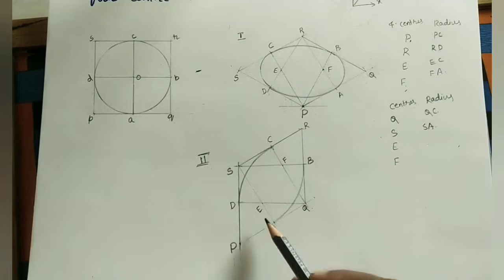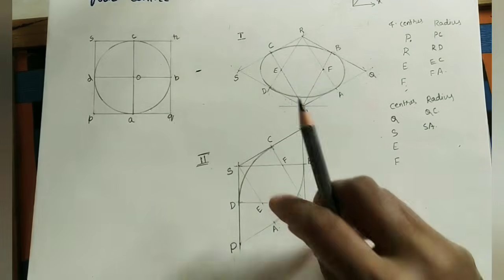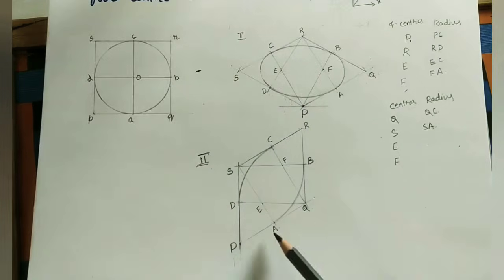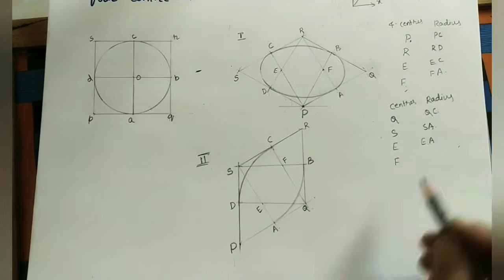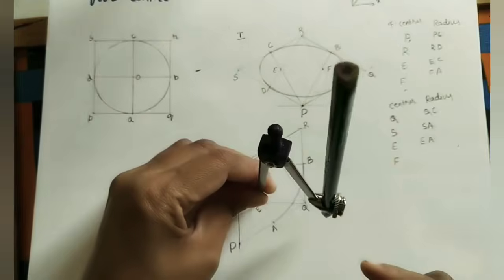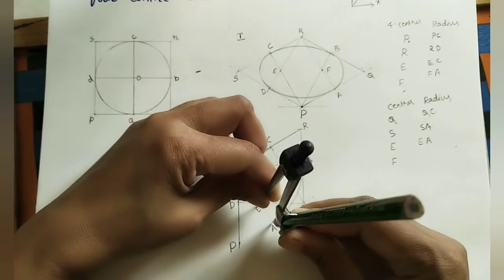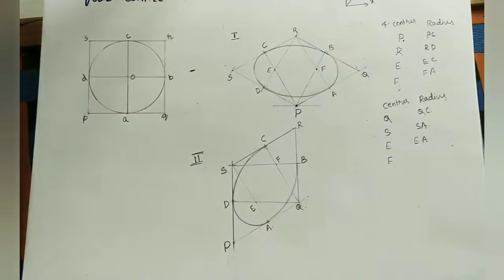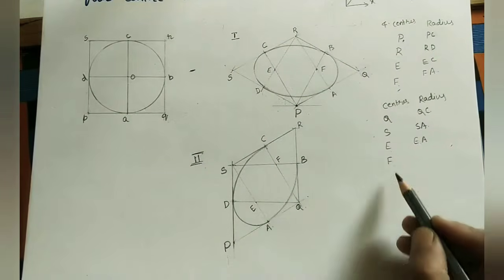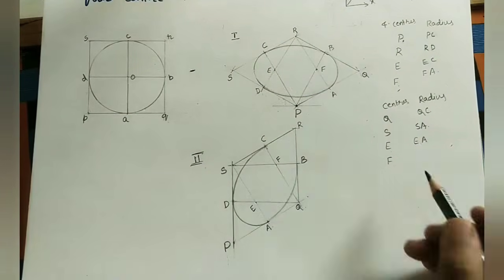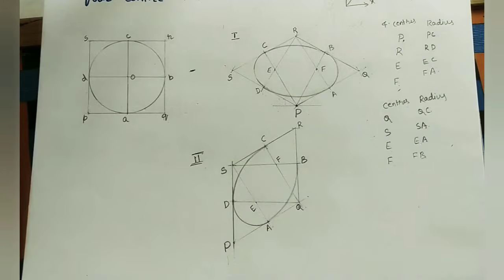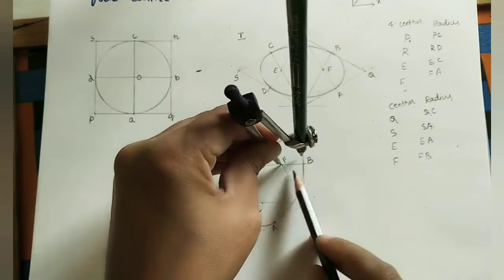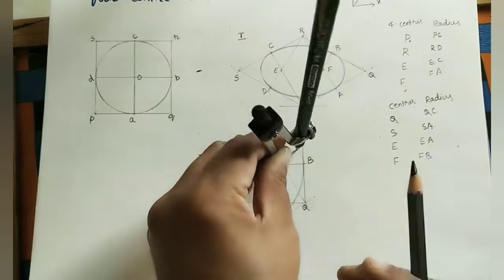Like this. And the next center is E. Here EA radius or ED radius. Here we will get one arc, EA radius. So E center, EA radius, one arc here like this. And the next center is F, FB radius or FC radius. So F center, FB radius, do an arc here.